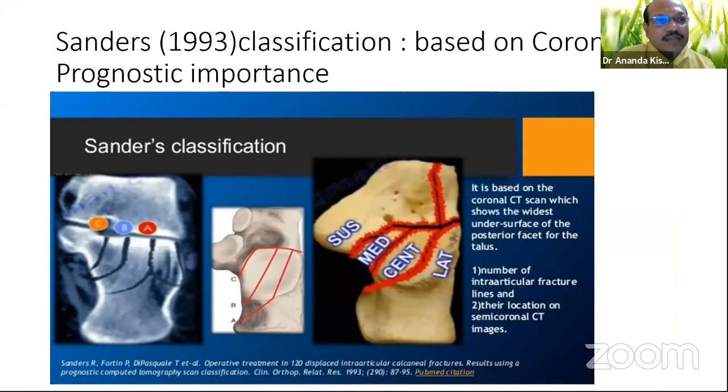This is the Sanders classification. You can see here the posterior facet. As I've already told, it depends on the number of fracture lines. On the lateral side is A, the central part is B, and the medial side is C. One fracture line, two fragments, is a two-part fracture. Two fracture lines, three fragments, is a three-part fracture. Three fracture lines, four fragments, is a four-part fracture. But whatever the fracture line, if the depression is less than 2 millimeters, it is a type 1 fracture.